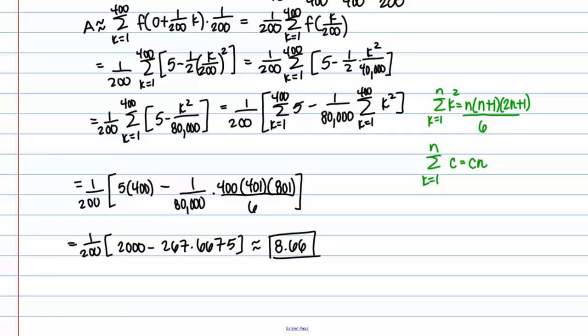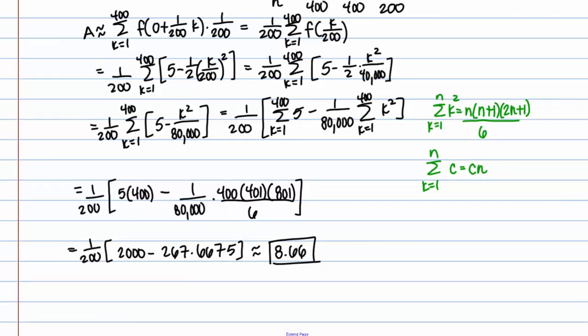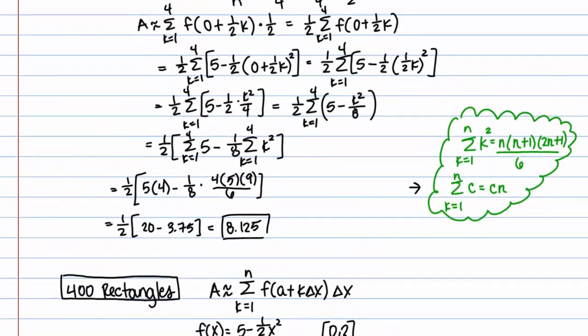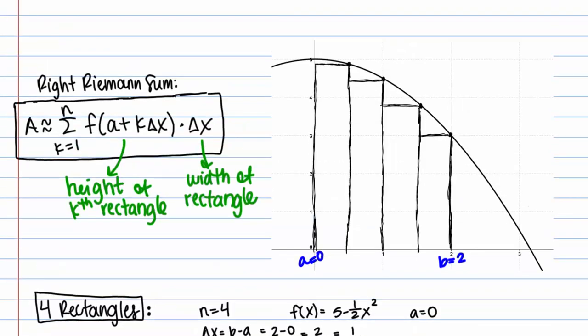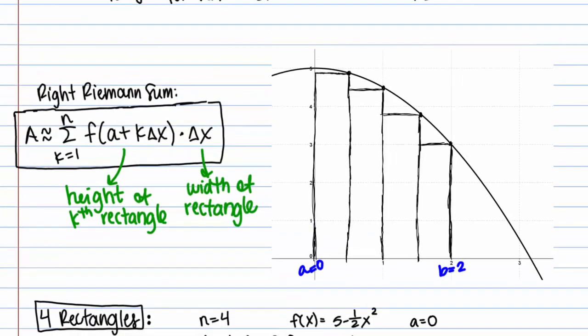Okay, it's always a good idea to check and make sure your answer makes sense. So we said that when we were using 4 rectangles, it was an underestimate. And that's because we're using right-hand endpoints, right? Because of the shape of this function, the right-hand endpoint is going to give us an underestimate.